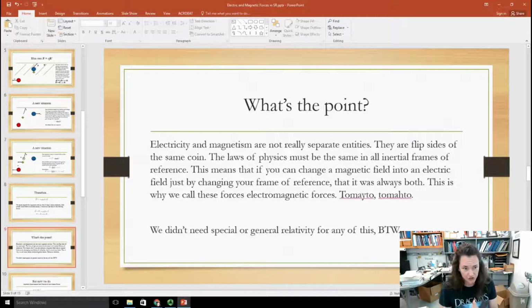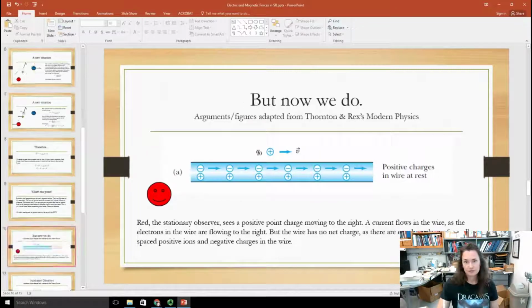So to remind you, we don't need special or general relativity for any of this. So you might be saying, why is she even talking about this? Well, I do have a situation where special relativity does come into play, and it's kind of cool. So here we go. Here it is. Okay. Third situation.